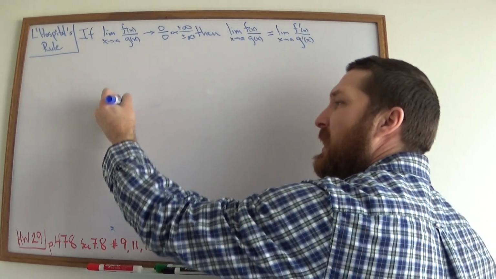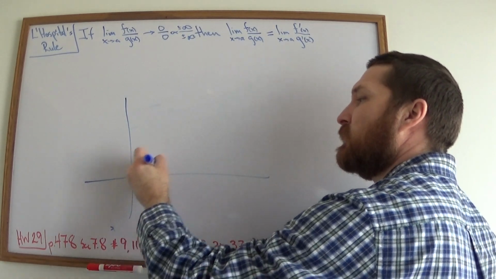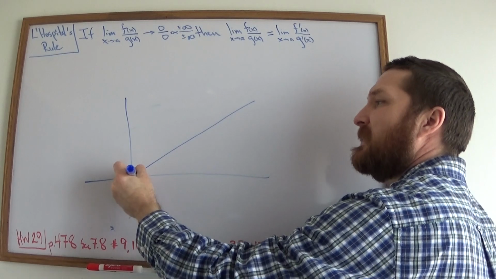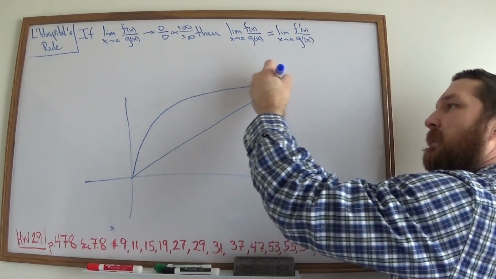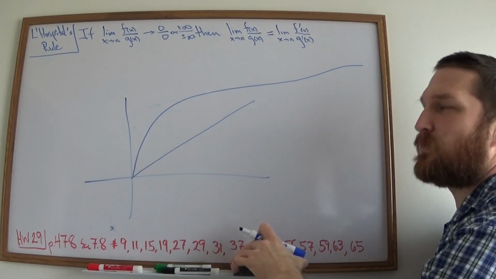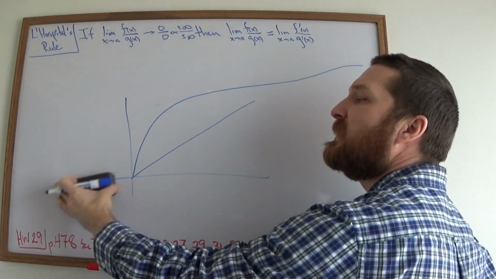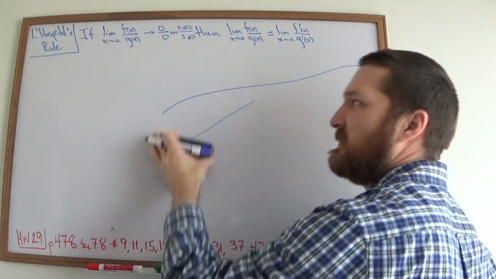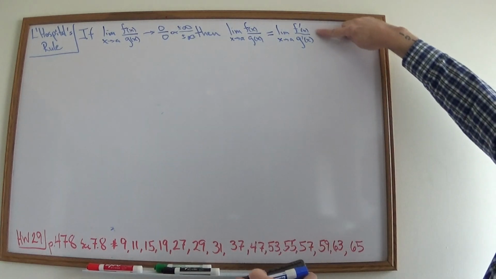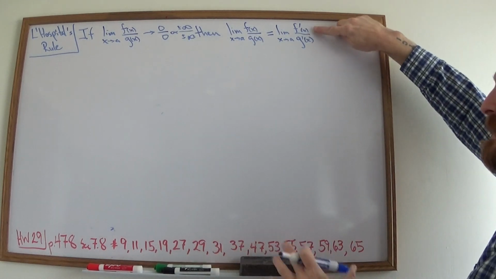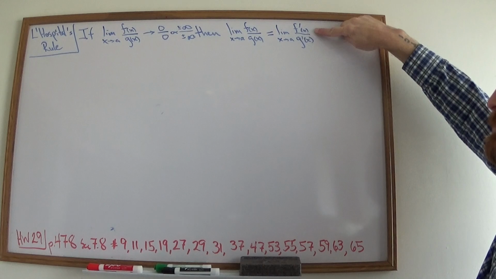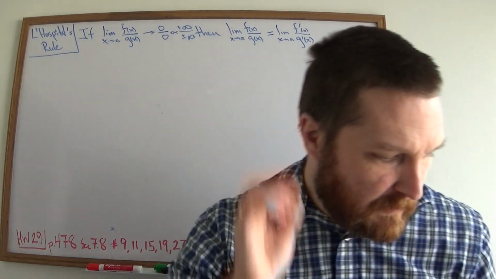Because again, you're asking, well, how fast is this one going to infinity? And how fast is this one going to infinity? That's what you're asking. You're basically saying who gets there first, in a sense. That's what this means, right? How fast are you going? That's what the derivative of the function is. Okay.